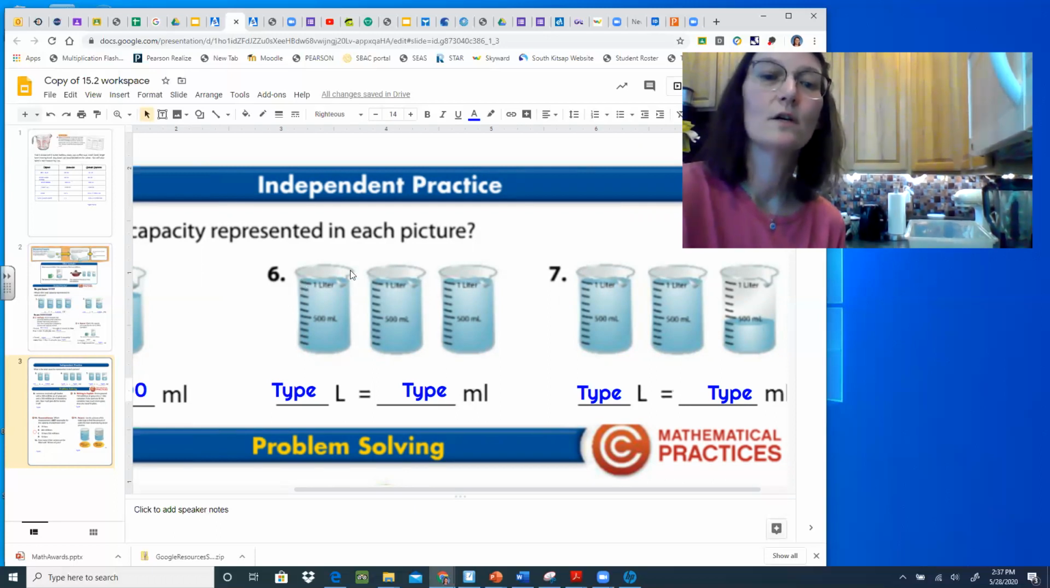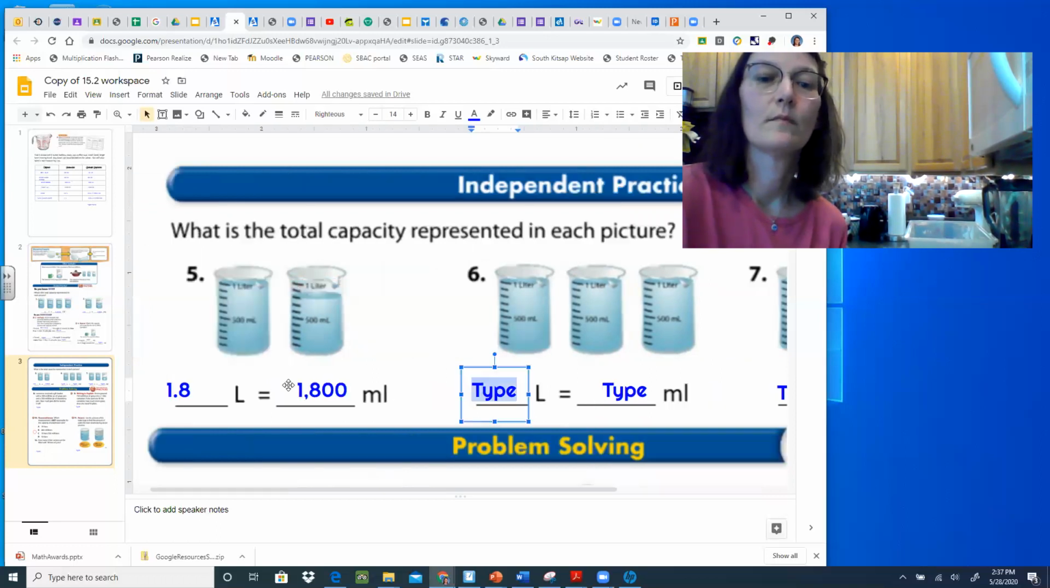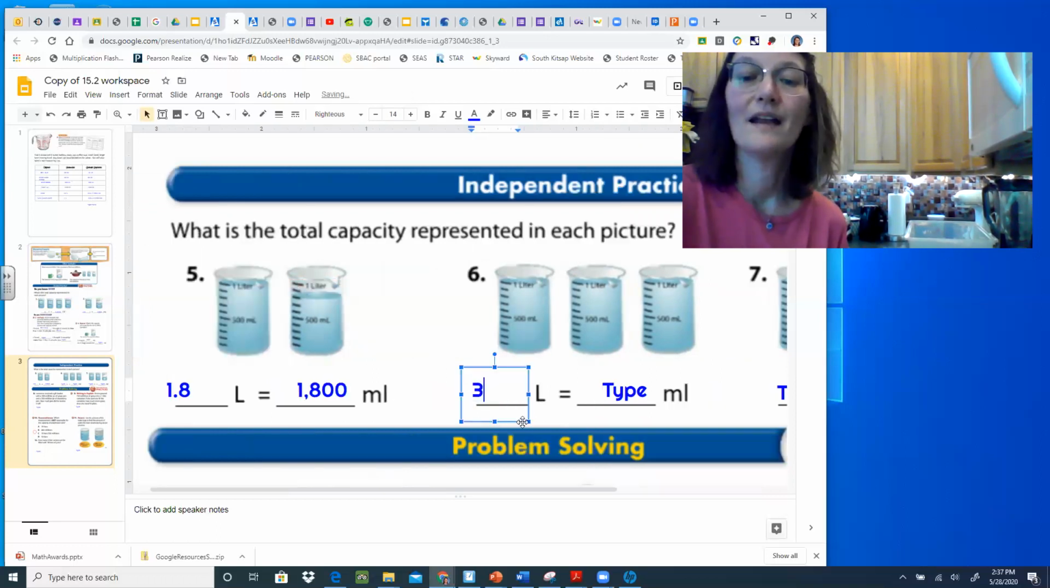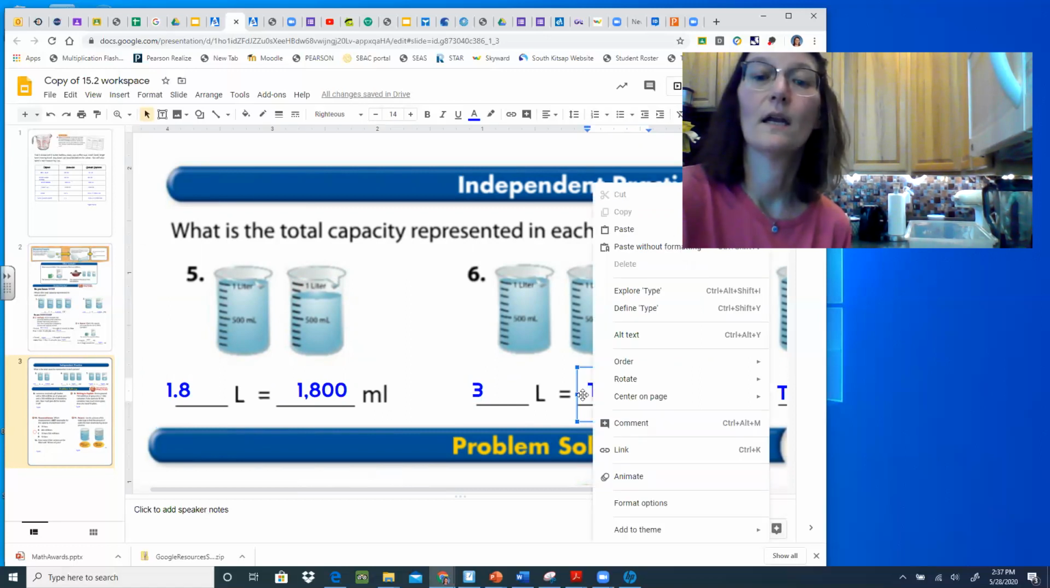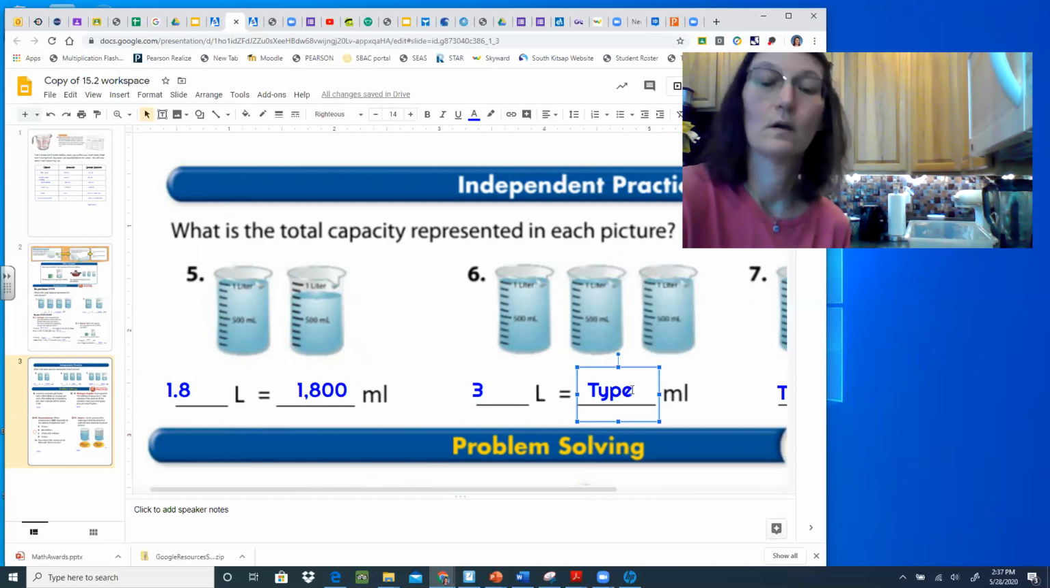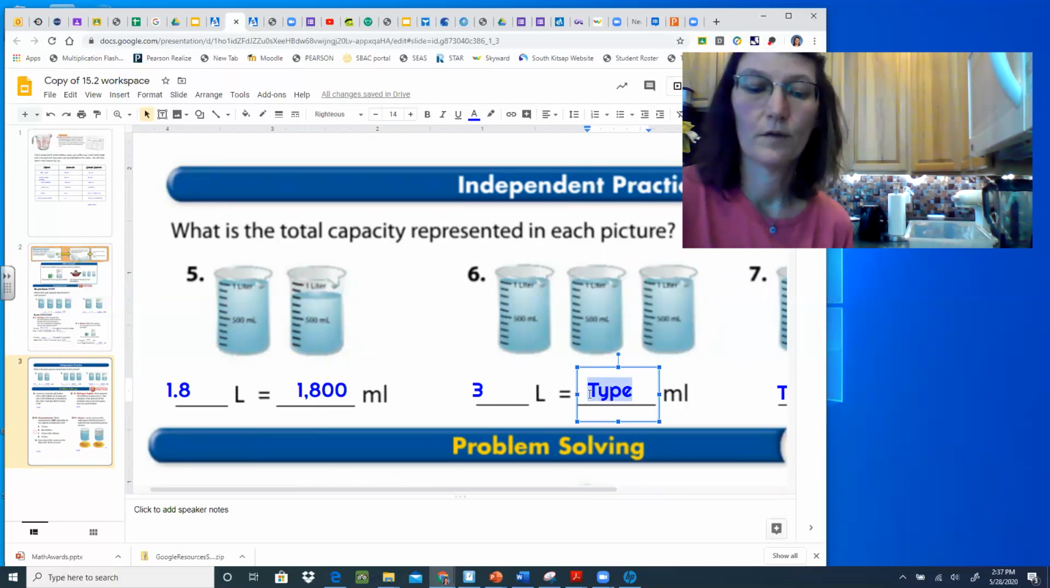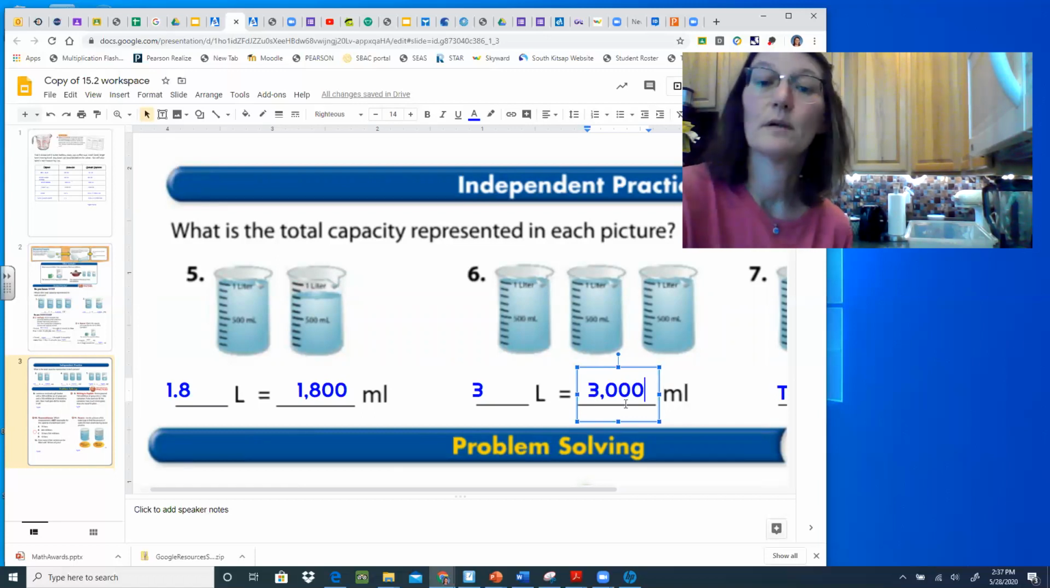Okay, now on this one, they're full up to the top. So 1 liter, 2 liter, 3 liters. And now remember, we're going to multiply by 1,000. So 3 times 1,000 is, if I can get my mouse to work, 3,000. And that little thing is a comma. It's not a period.